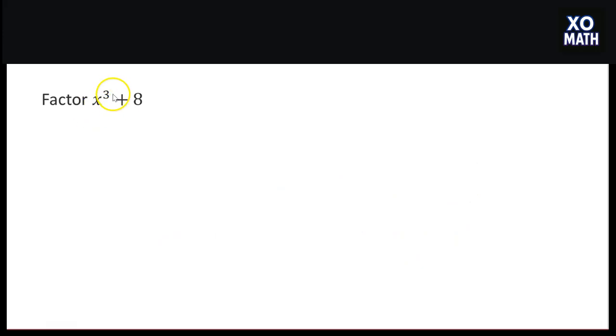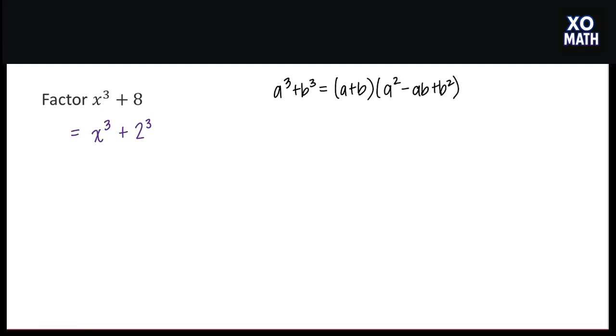Here we want to factor x cubed plus 8. So let's take a second to recognize that we have the sum of cubes, x cubed plus 2 cubed. Now the formula for a cubed plus b cubed is equal to a plus b, we add the two pieces, times the quantity a squared minus ab plus b squared. So we're filling in x and 2 into the a and b of this formula.